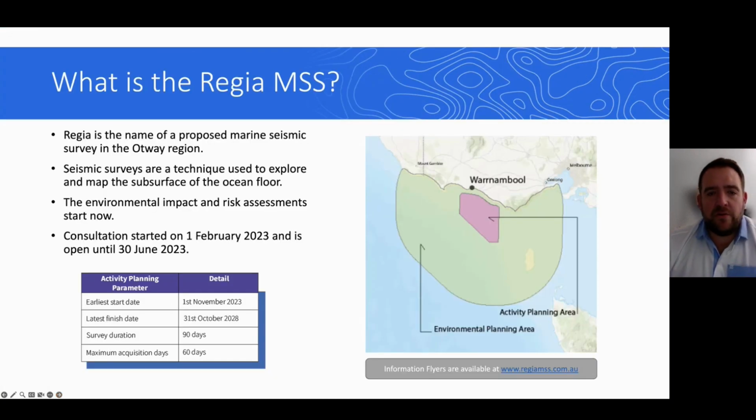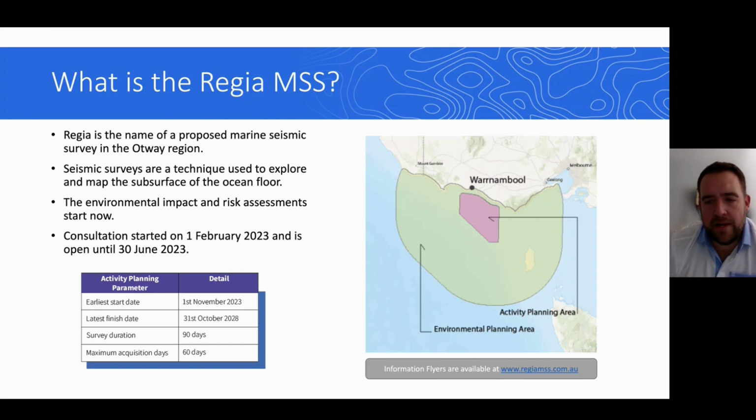Just as a reminder for those of you that are new to the webinar series, the Regia Marine Seismic Survey is the name of a seismic survey proposed in the Otway region. You can see it on the map in the slide here. Seismic surveys are a technique used to explore and map the subsurface of the ocean floor. The area that we're looking at is the pink area on the map there.